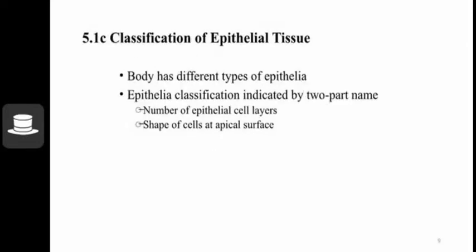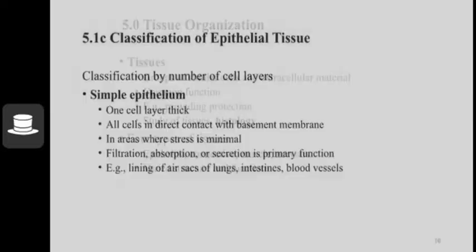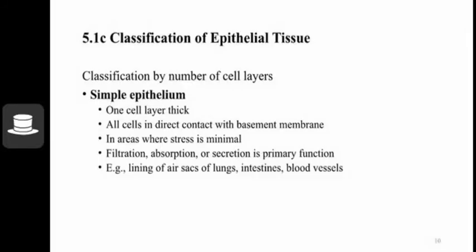Now, when we look at epithelia, we like to classify it, one, by the number of cell layers there are, and two, the shape of the cells. So this is really easy. I love this. When we look at the number of layers, we count to 1, and if there's one cell layer thick, then it's simple epithelium. If it's more than one layer, then it's stratified. That's it, 1 or more than 1.